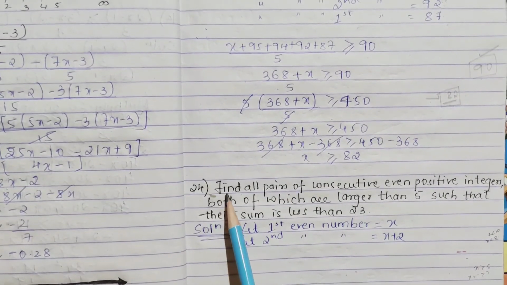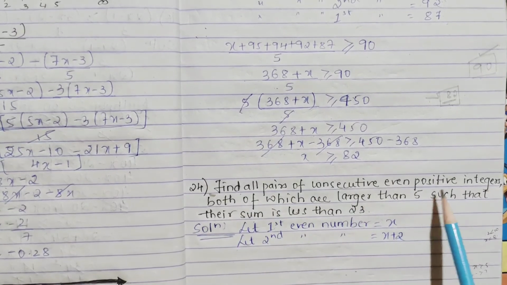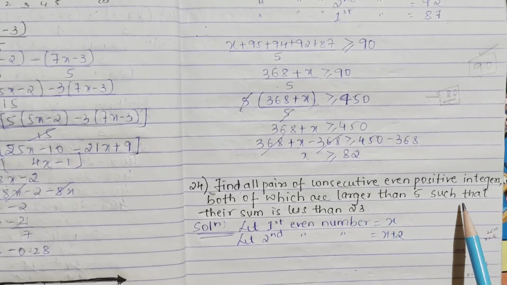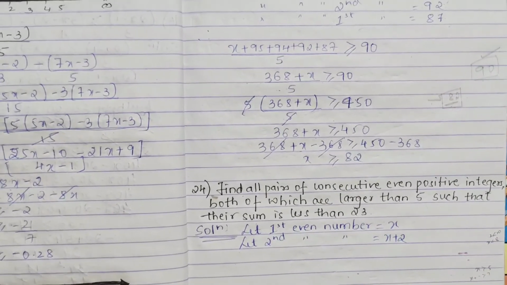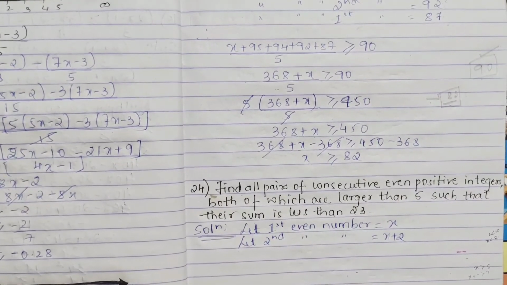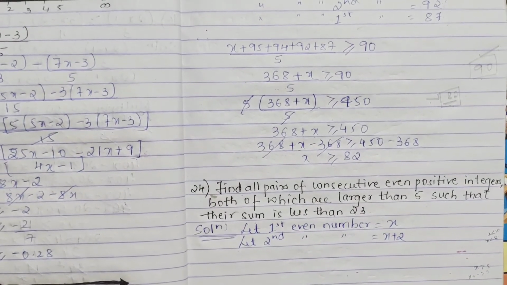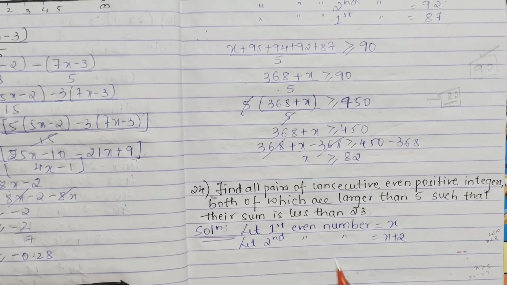Second one, you see, the 24th one: find all pairs of consecutive even positive integers, both of which are larger than 5, such that their sum is less than 23. I have said you the question, we'll do the exercise, we'll solve it. Both of which are larger than 5 such that their sum is less than 23.